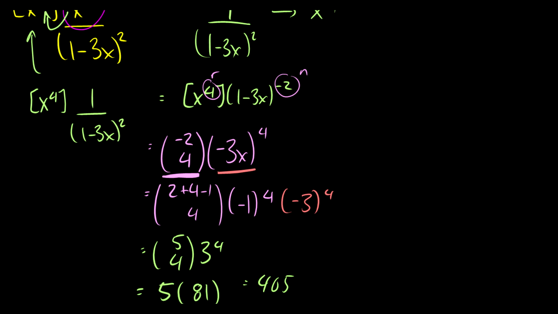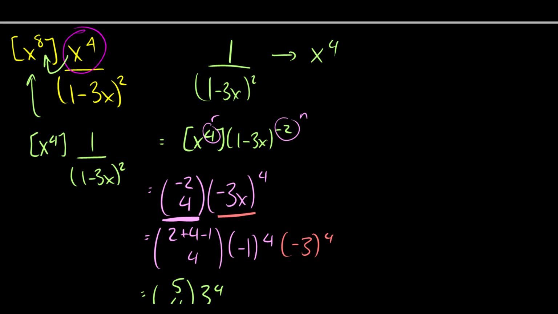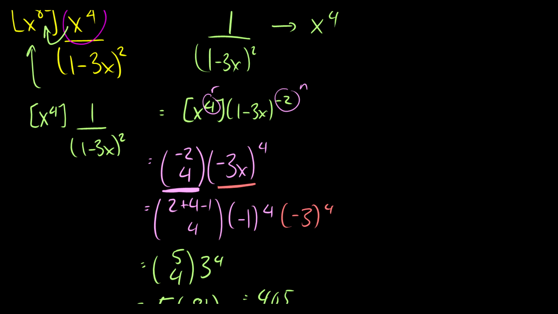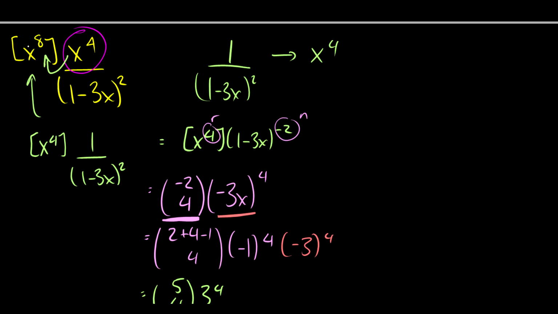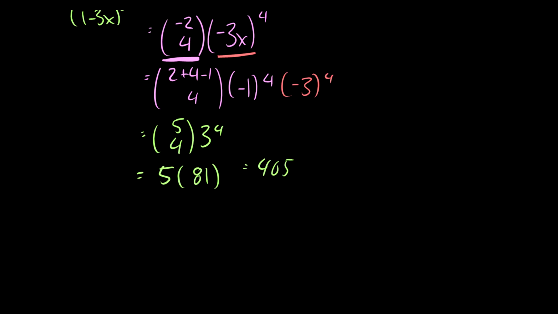So what this says is that if we take x to the 4 of 1 minus 3x squared, we'll get 405. So when we shift everything over by 4 values, it'll be the 8th coefficient of x to the 4 over 1 minus 3x squared. So that's a little bit more of a tricky example.